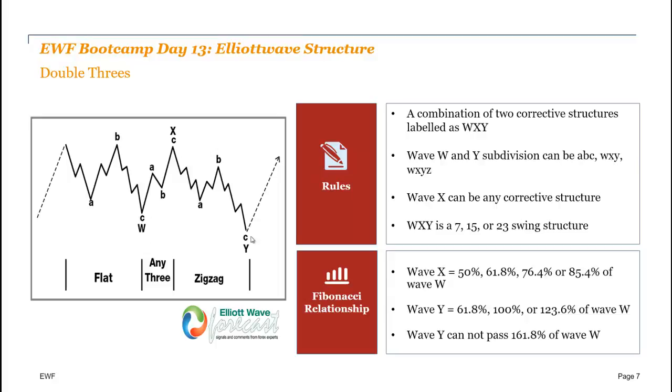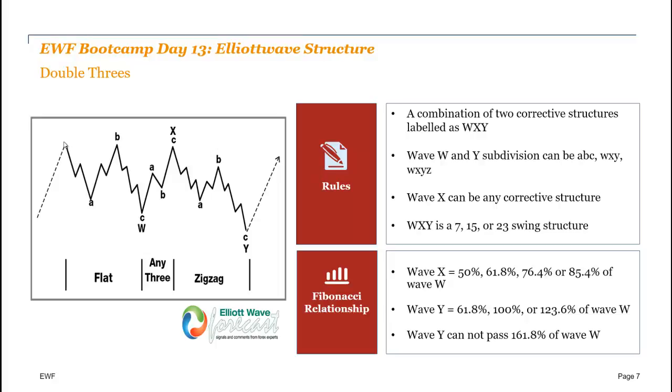This is a WXY, but we will take a look next at the WXYZ, or the WXY, in more detail in the next slides. So X here can be any corrective structure. WXY is usually called a 7 swing, or 15 swing, or 23 swing. Now how do we count this?